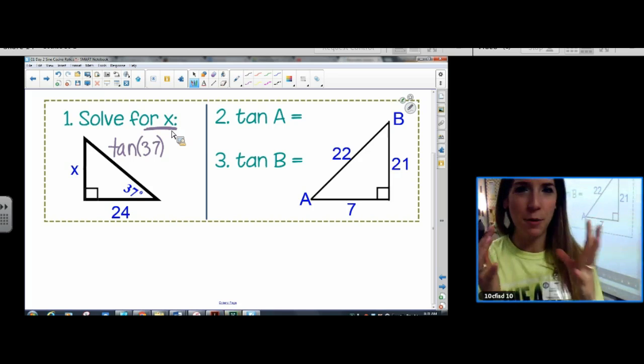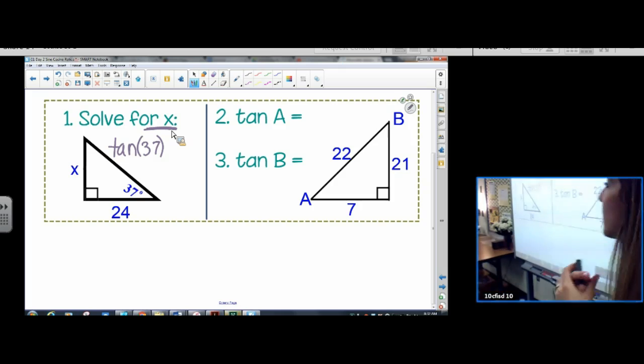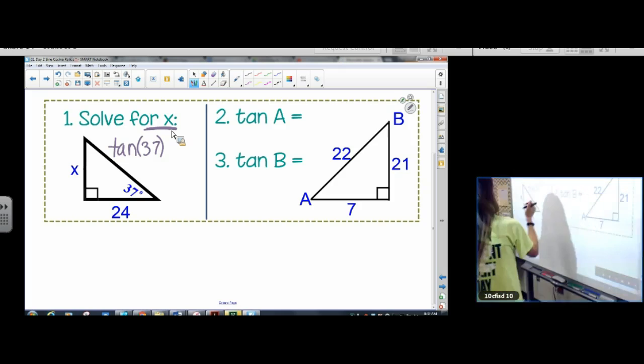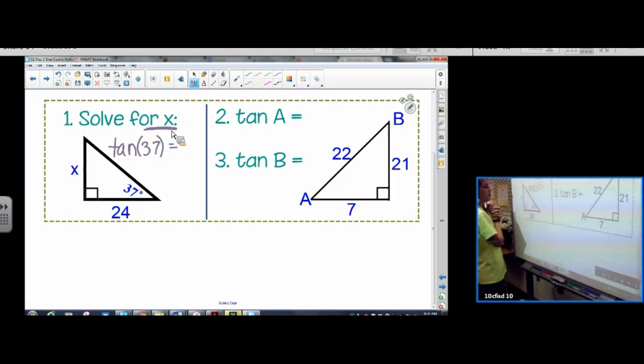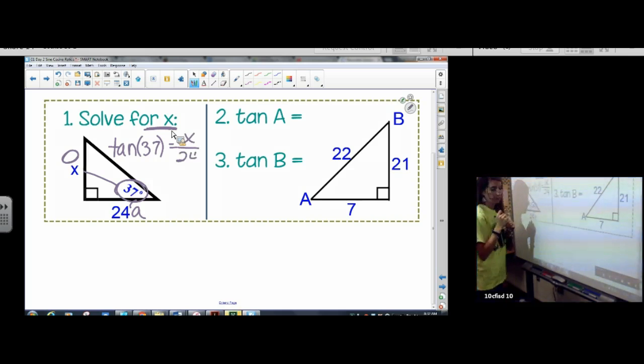You don't put anything else in those parentheses. It's reserved, like reserved seating. Only certain people can sit there, or reserved parking. That is reserved for the degree symbol. And then we put opposite over adjacent. So compared to 37, x is opposite, and 24 is next to, it's adjacent. So opposite divided by adjacent.